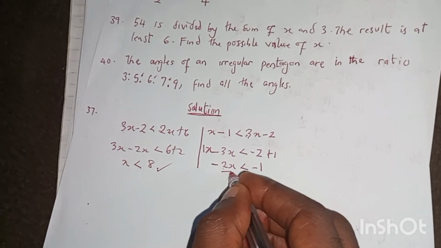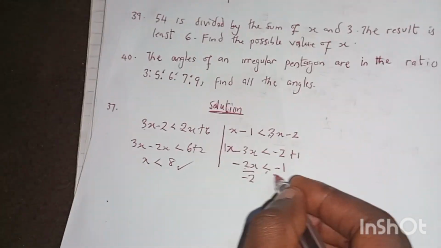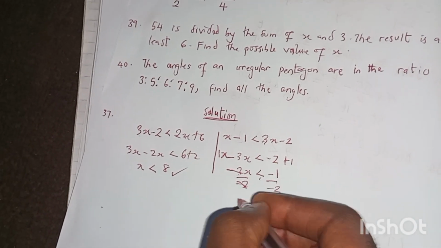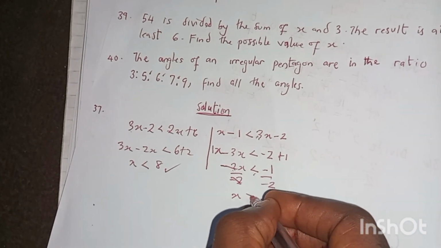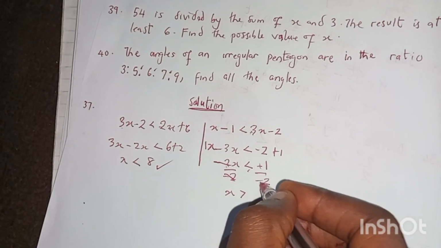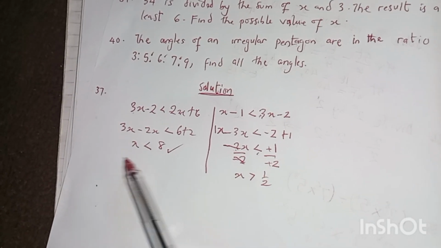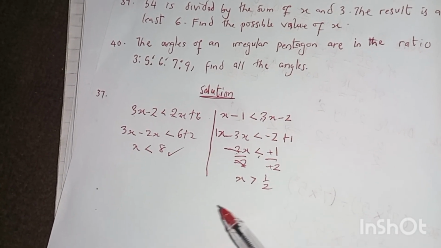I'm going to be having minus 2 divided by minus 2. Okay. So minus 2 cancels minus 2. X, then less than becomes greater than. Then minus cancels minus, I have 1 over 2. All right. So that's my answer. X less than 8, x greater than 1 over 2.